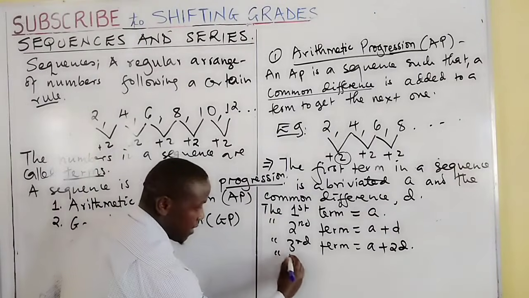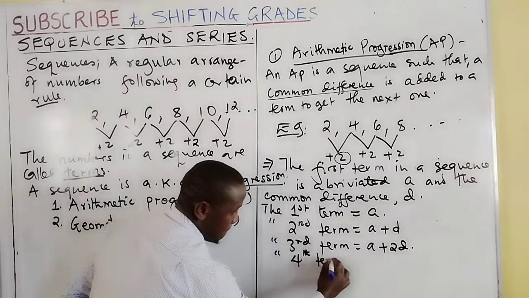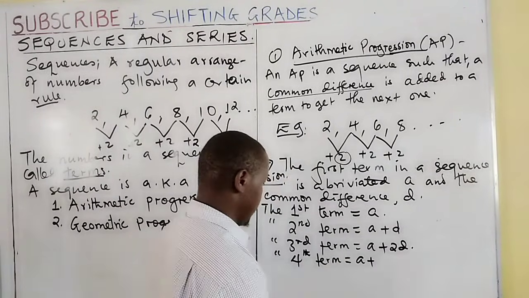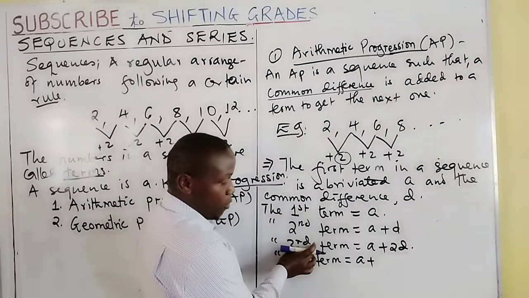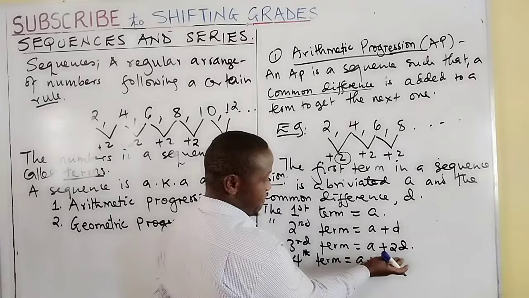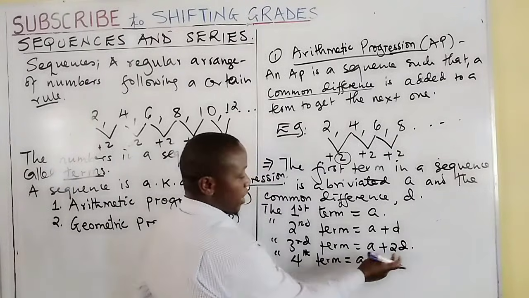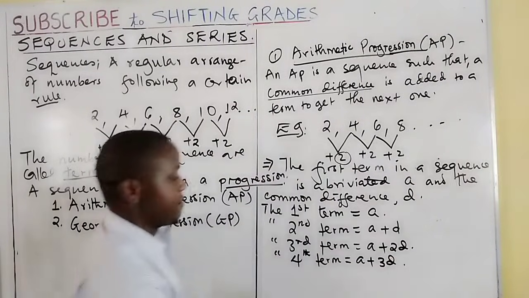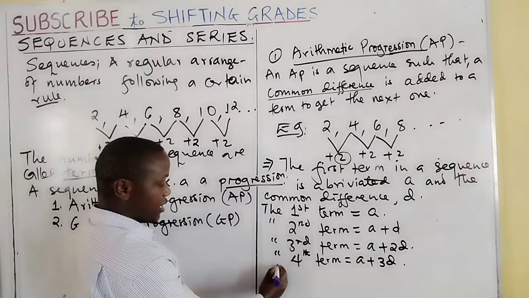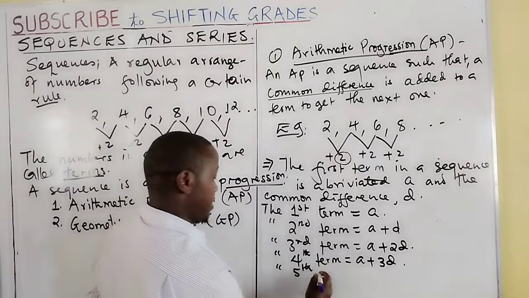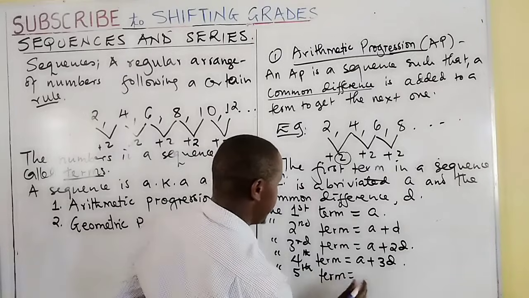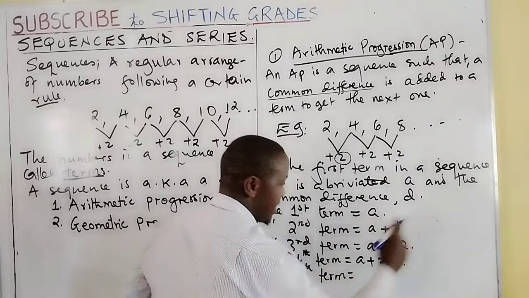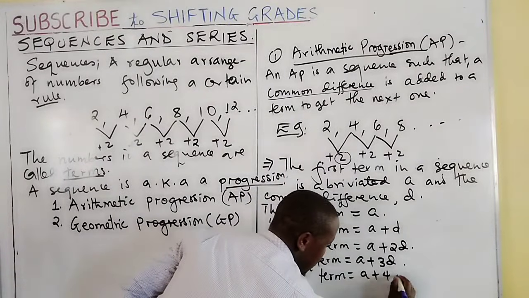For us to obtain the fourth term, we take the third term and add the common difference again. Adding d to a plus 2d, we get a plus 3d for the fourth term. And for the fifth term, similarly, we take the fourth term and add the common difference again. A plus 3d plus another d, we get a plus 4d.